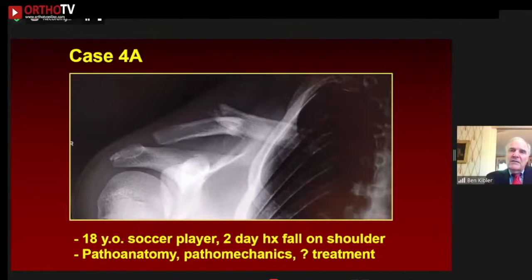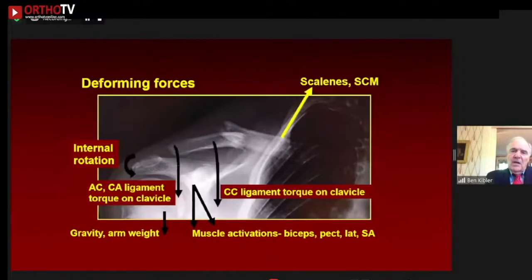I mean, this can signify a major loss of mechanical stability for the entire arm. And this is the reason why: you have a lot of deforming forces on this fracture. CC ligament torque, muscle activations, the weight of the arm, internal rotation of the scapula, all creating an anterior rotation of the distal fragment. And you have the scalenes pulling the medial fragment up. So therefore you have dynamics that do not create a normal mechanical position or motion of the clavicle, even if it heals, or certainly of the scapula and the arm.